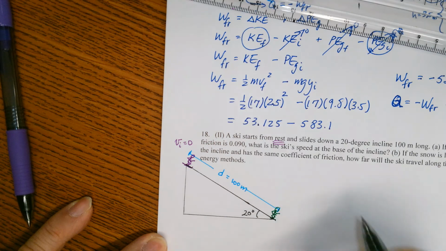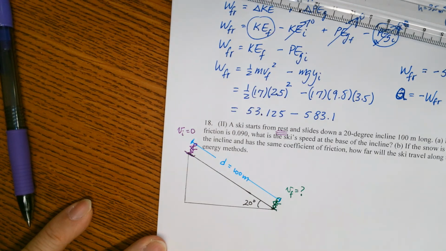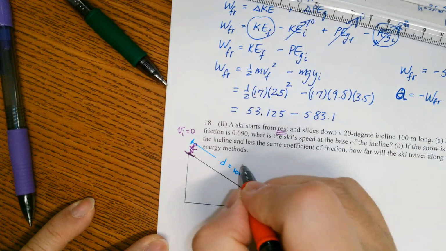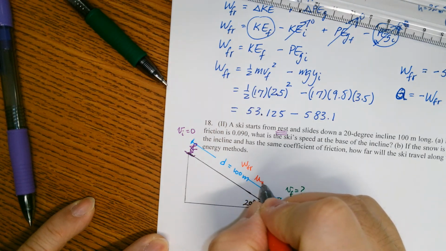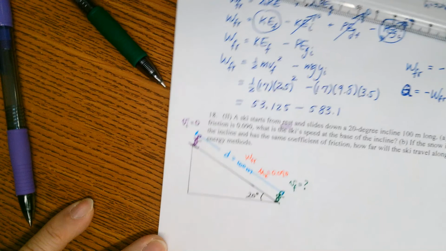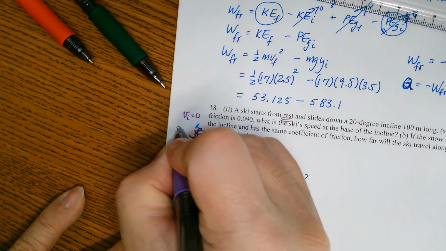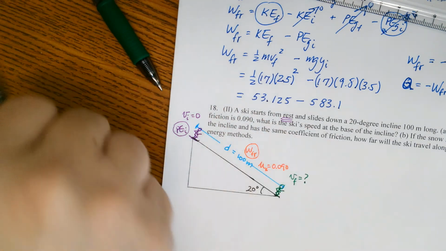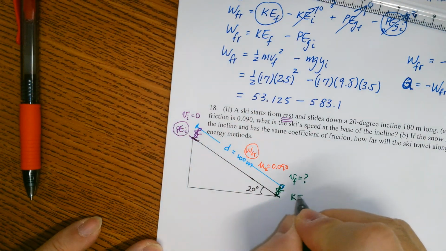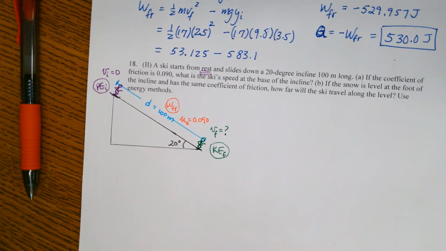Right? And then the final speed is what we want to find out. There's definitely work done by friction here. So work done by friction. So mu sub k is equal to 0.090. Here, initially, definitely has potential energy initial. There's definitely work done by friction. And here, we have kinetic energy final. So we should be able to identify all this stuff when we read the problem, okay?